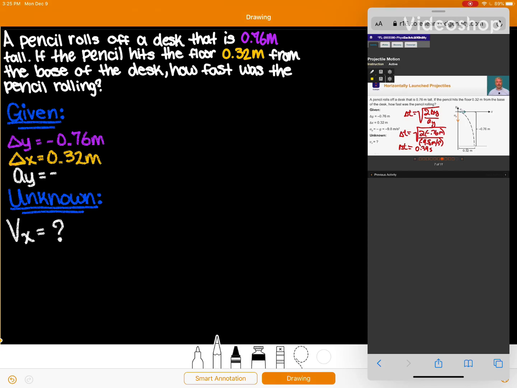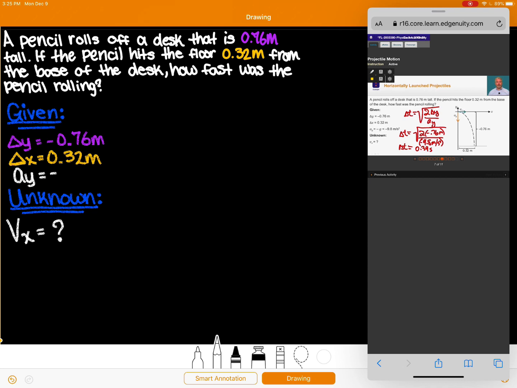The problem from Edgenuity states, a pencil rolls off a desk that is 0.76 meters tall. If the pencil hits the floor 0.32 meters from the base of the desk, how fast was the pencil rolling? What is known to us is delta y and delta x, and we can get that from the problem. What is unknown is v sub x.